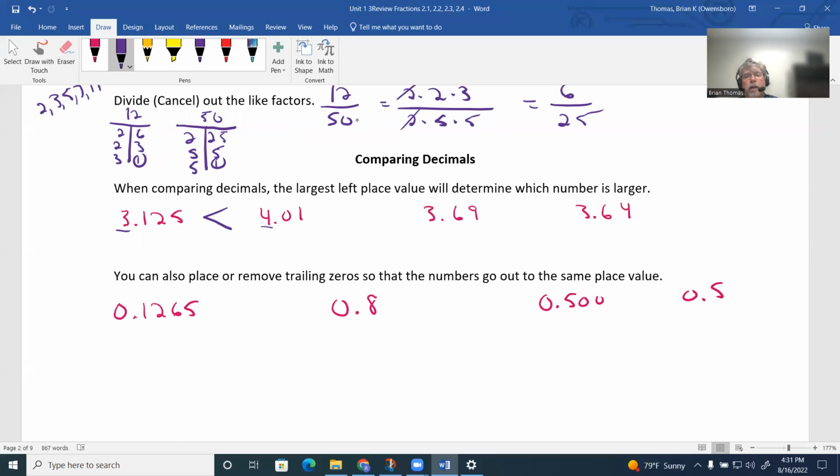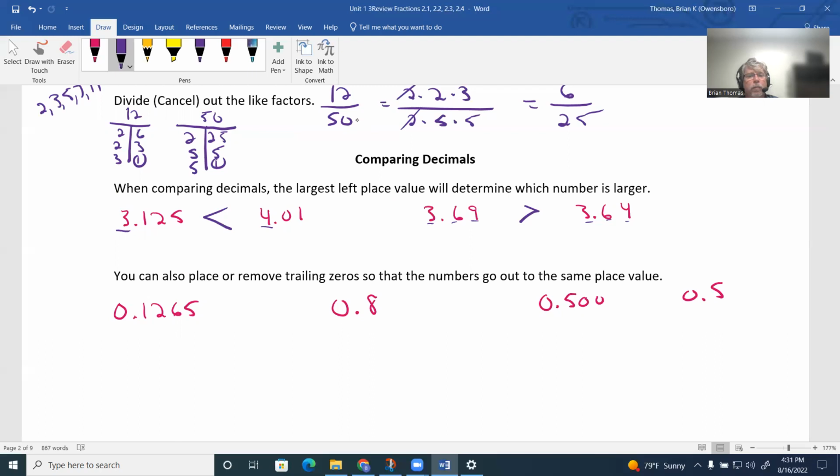So if I have 3.69, I want to compare it to 3.64. Notice that the 3's are the same. The 6's are the same. But the 9 and the 4 are different. So that makes the 3.69 greater than the 3.64. So that's the larger one.